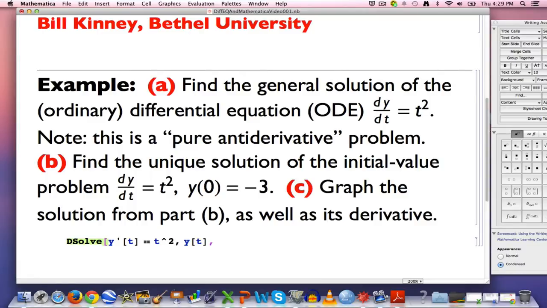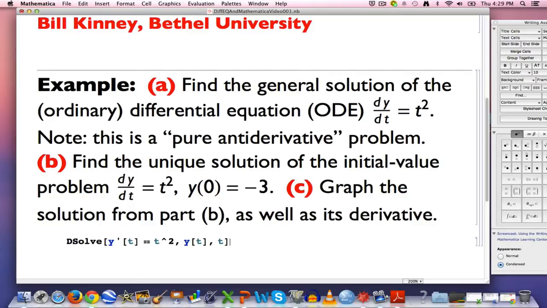That argument is to specify that the independent variable is t, just in case I had some other letter in here, and that other letter might represent a parameter, a constant, and I'm not trying to find the solution with respect to that other variable.